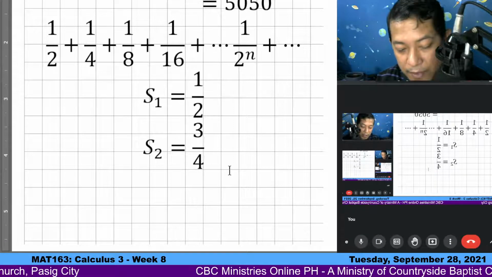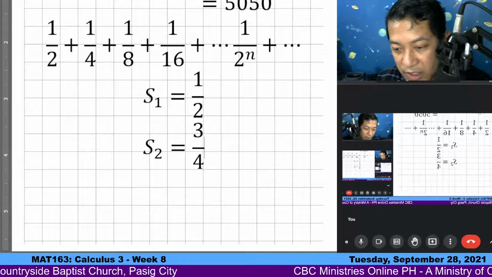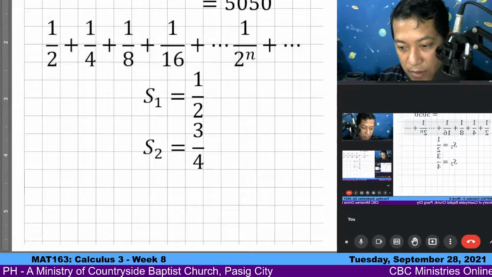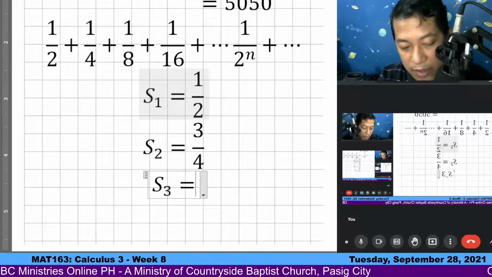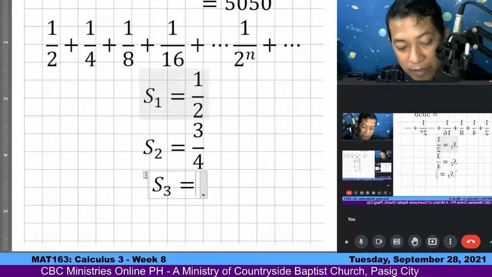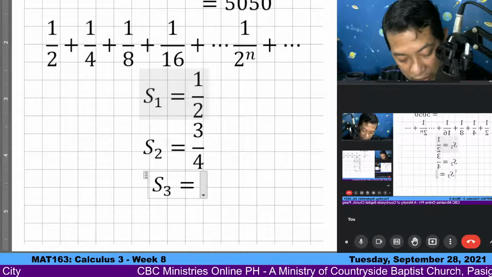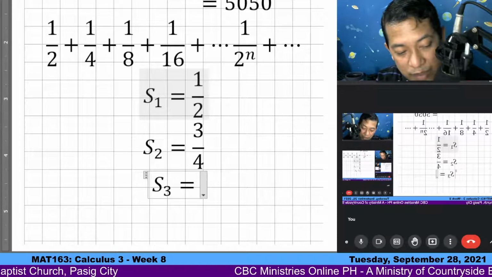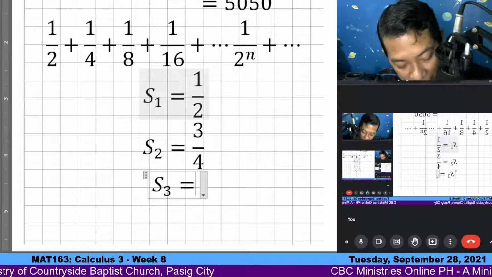Then we have S3. Let's compute S3. S3 is equal to 1/2 plus 1/4 plus 1/8. Algie, can you hear? Can you get the sum of 1/2 plus 1/4 plus 1/8?